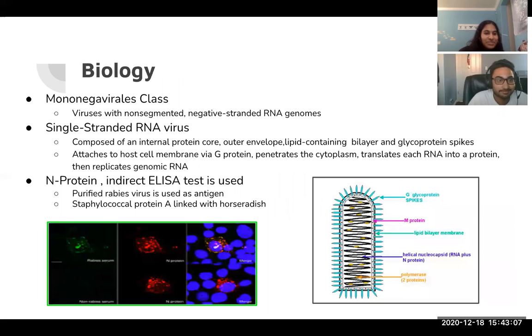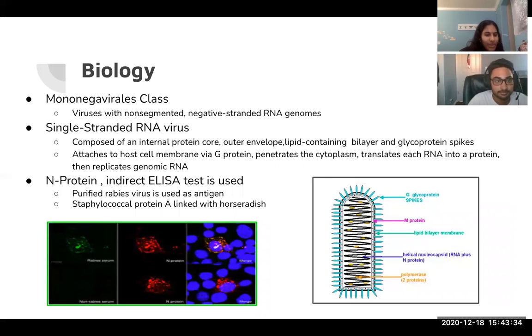Okay, so the rabies virus is classified as part of the Mononegavirales order, and they're essentially unique due to the fact that they're viruses with non-segmented and negative-stranded RNA genomes. And the basic structure of the rabies virus is that it's composed of an internal protein core, which contains the nucleic acid needed for replicating, an outer envelope, and a lipid-containing bilayer that's covered with transmembrane glycoprotein spikes.